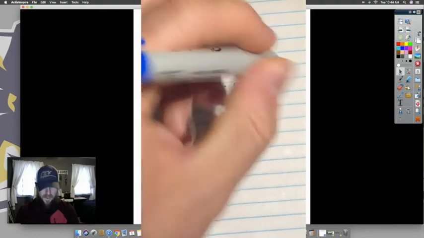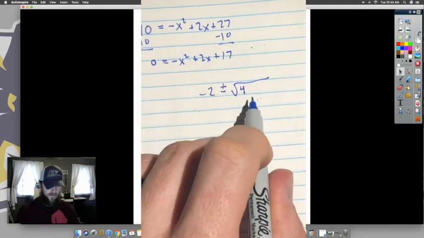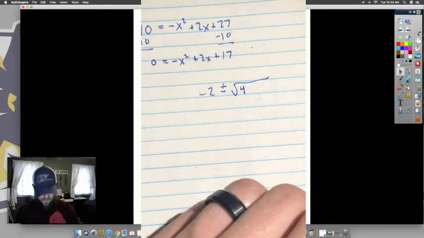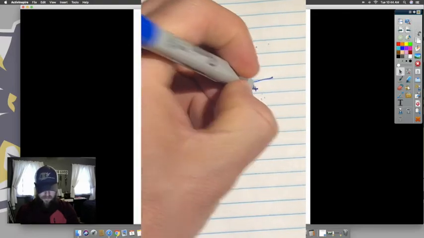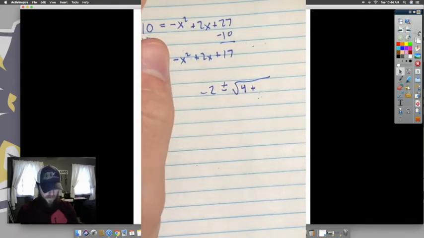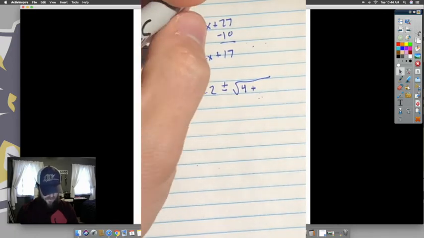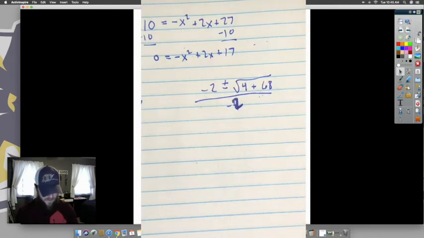And then I also like to do the 4AC part all together. So I don't write 4 times -1 times 17. I would actually write down, now we have a negative in there for our a, so it's actually going to turn into plus, but we have 4 times 1, which is 4, times 17, which is 68. I always do the 2a right away, which is going to give us a negative 2.